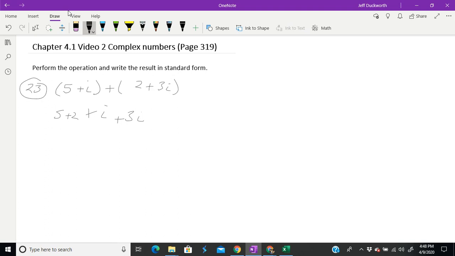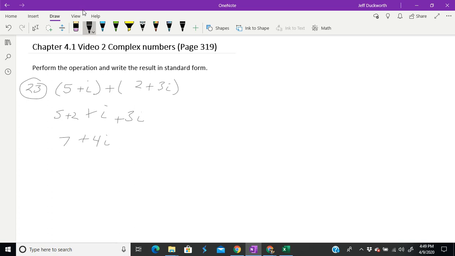So all of this is totally legal. The 5 plus 2 comes out to 7, and 1i plus 3i is 4i. You can almost think of it as an x. It's not an x, but you can think of it as such when you're combining things. So that is our standard form. Our a would be 7, and our b would be 4. So 7 plus 4i.